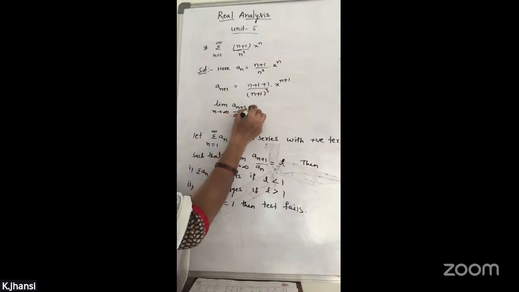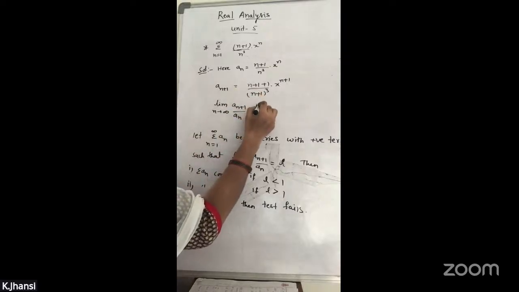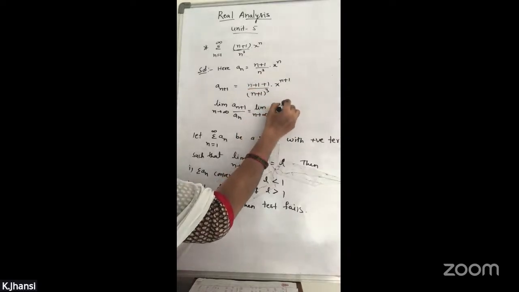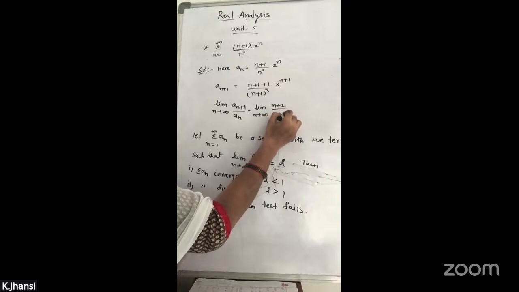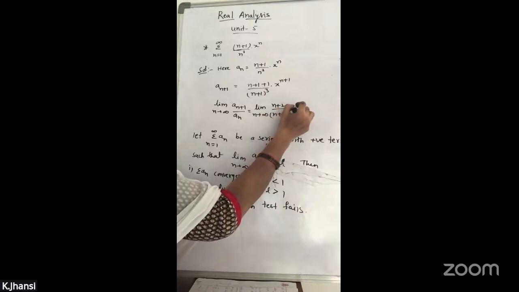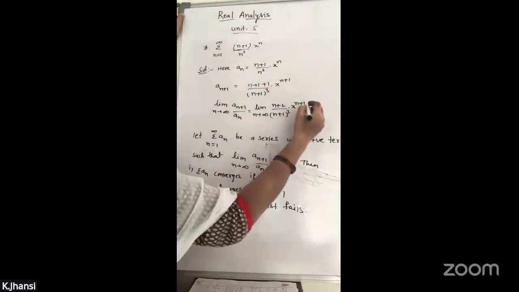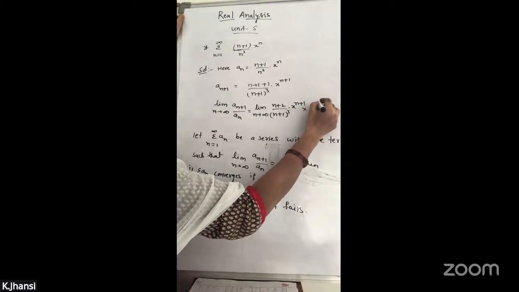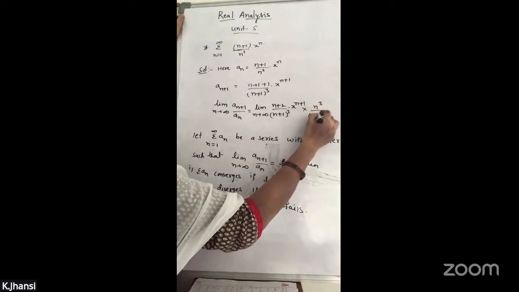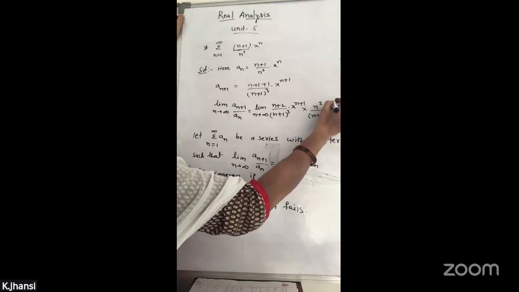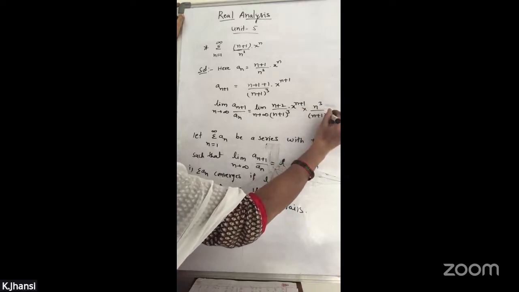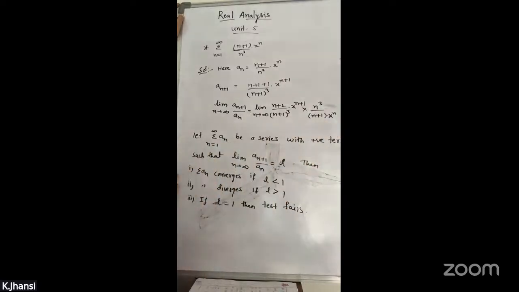An plus 1 by an is equal to limit n tends to infinity of n plus 2 by n plus 1 whole cube into x to the power of n plus 1, divided by an. Whatever is in the denominator comes to the numerator, and the numerator comes to the denominator. So this is into n cube by, in the denominator, x to the power of n.